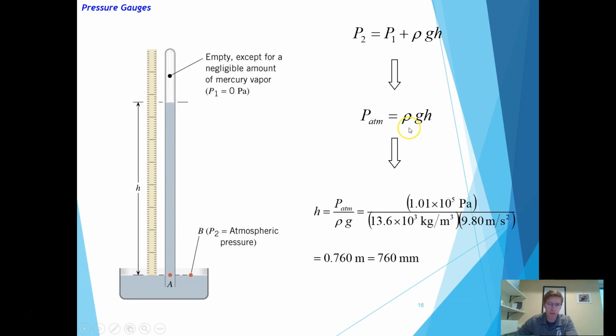What's rho? Well, rho is going to be the density of mercury. So here's the density of mercury, there's atmospheric pressure, and there's gravity. And so 1 atmosphere of pressure will push mercury up this tube almost a meter, three-quarters of a meter, 760 millimeters. So 1 atmosphere of pressure equals 760 millimeters of mercury. That's the density of mercury, in case you didn't know.